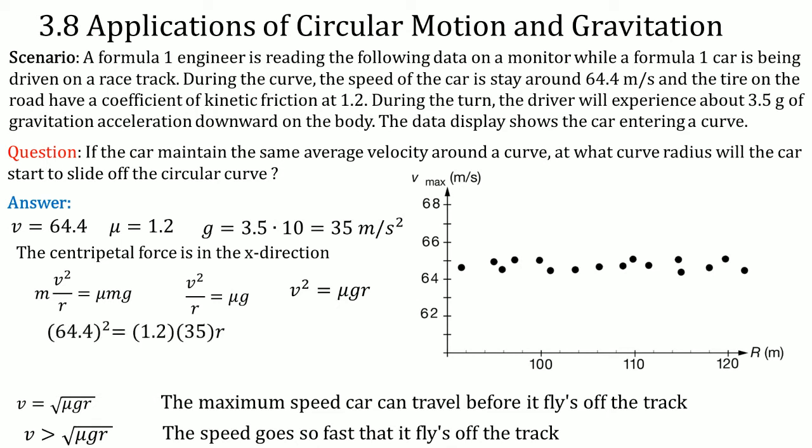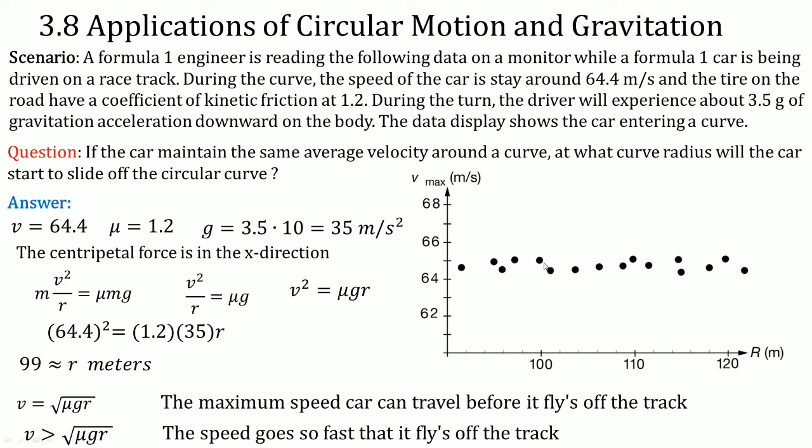Now you can plug in the values into the equation here, and you should notice you could solve for r. Roughly, this is when the radius is around 99 meters. So around 99 meters here is when the driver would have to start slowing down.